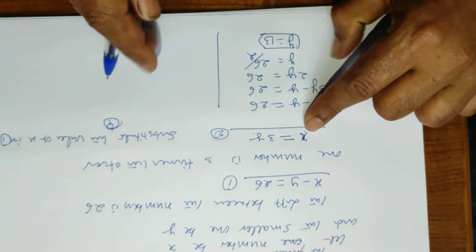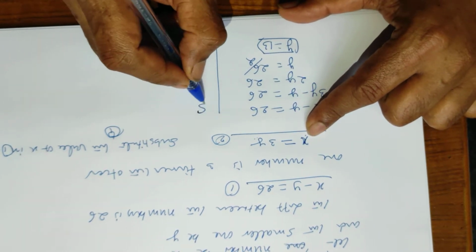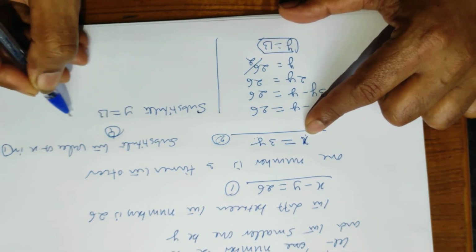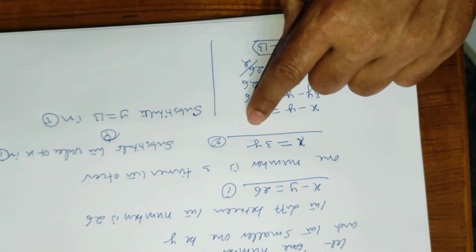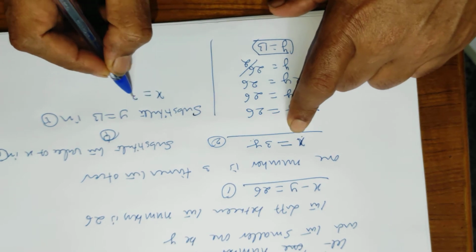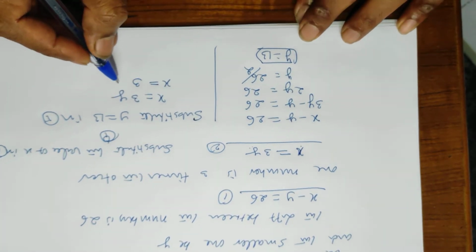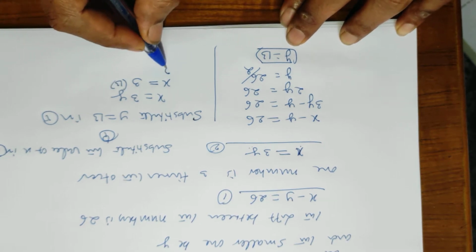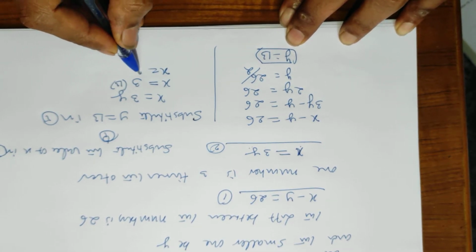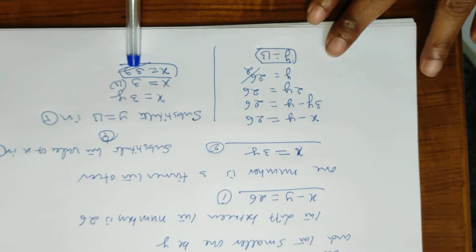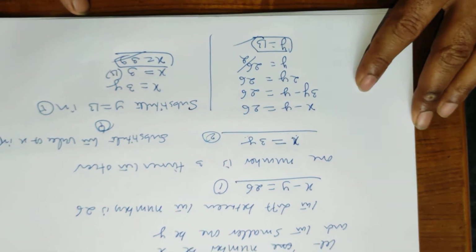Now substitute the value of y is equal to 13 in the relation to get x. x is equal to 3y. x is equal to 3 into 13. So x equals 39. So the greater number is 39 and the smaller one is 13.